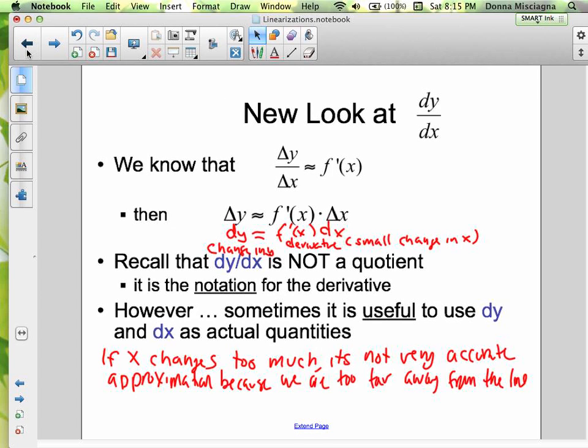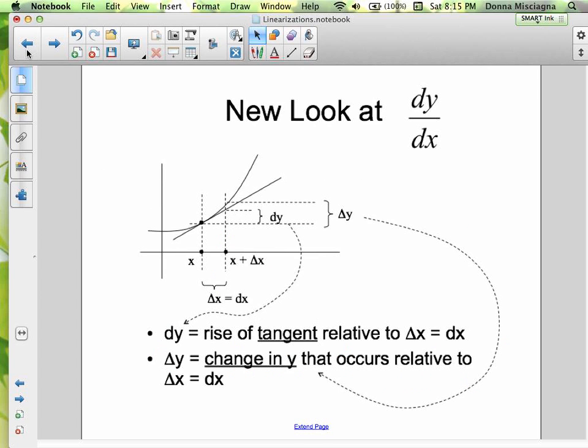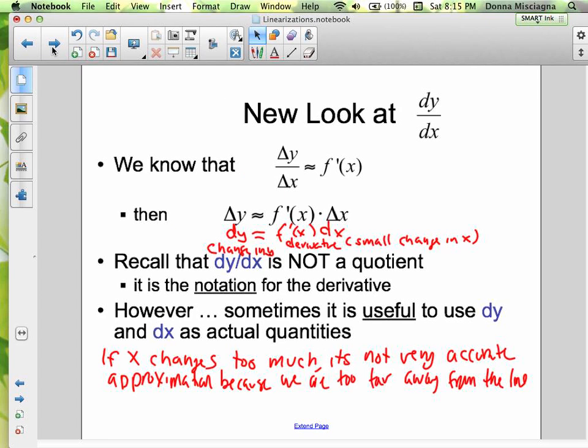Because notice, the further away we get from that point of tangency, the worse of an approximation we get. Look how far apart this and this is, right? So we want to stay close to our point of tangency, because then our tangent line, our linear approximation method, is a very good model for estimating.